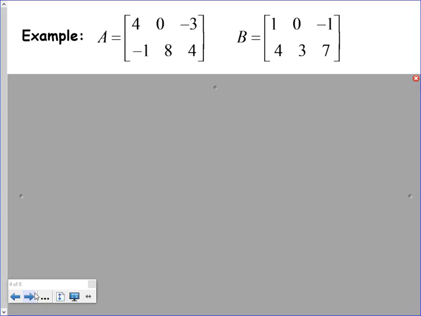Matrix A, first row is 4, 0, negative 3. Second row is negative 1, 8, 4. And also matrix B, 1, 0, negative 1 for the first row. 4, 3, 7 for the second row.